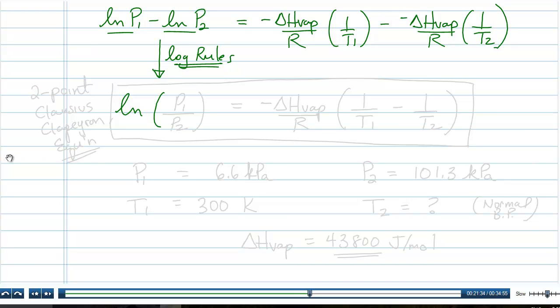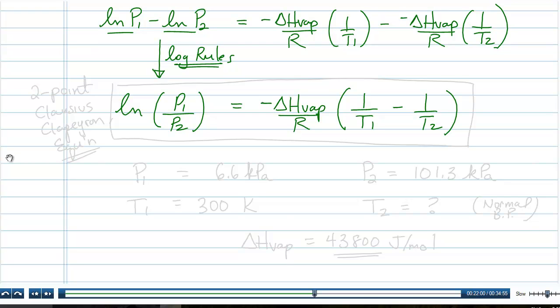Therefore, that should equal the natural log of P1 divided by P2. On the right side, we notice in these two terms that they both have this negative delta H vap over R. So I'm going to factor that out front: negative delta H vap over R times 1 over T1 minus 1 over T2.